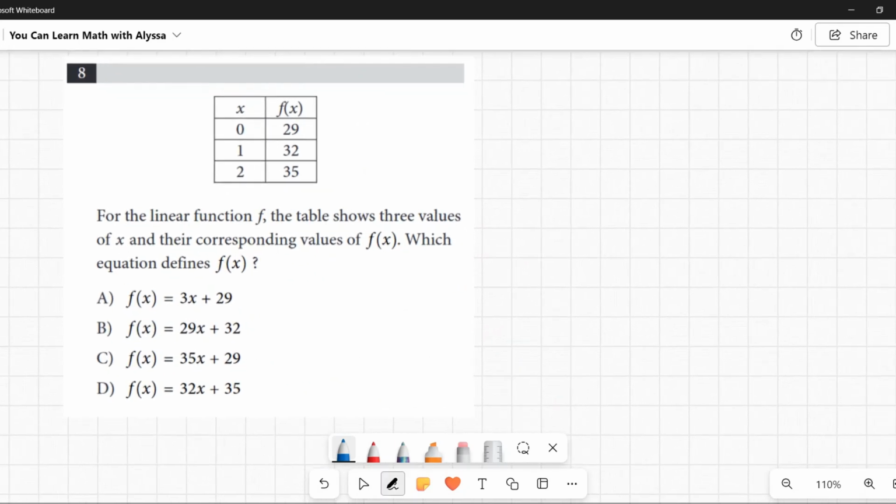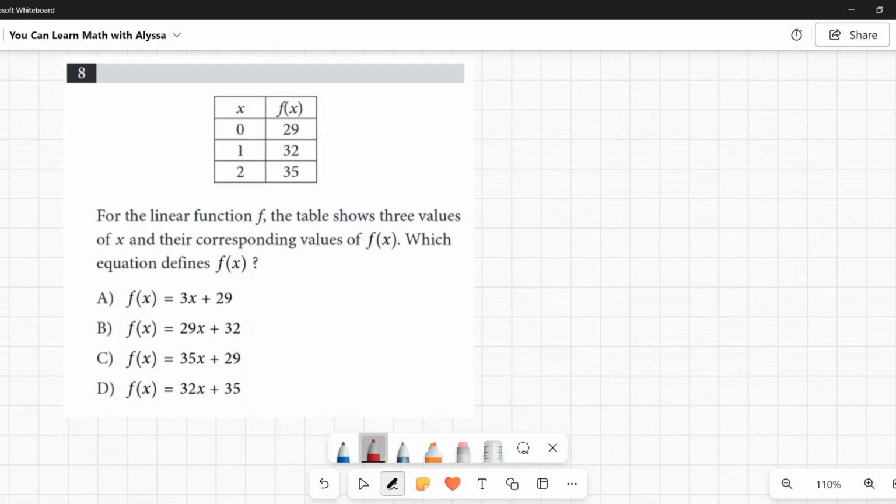Number 8. This one, their answers confound me. I'm not sure where they came from. We'll get to that in a second. We have a graph, and we are told for the linear function f, the table shows 3 values of x and their corresponding values of f of x. Which equation defines f of x?